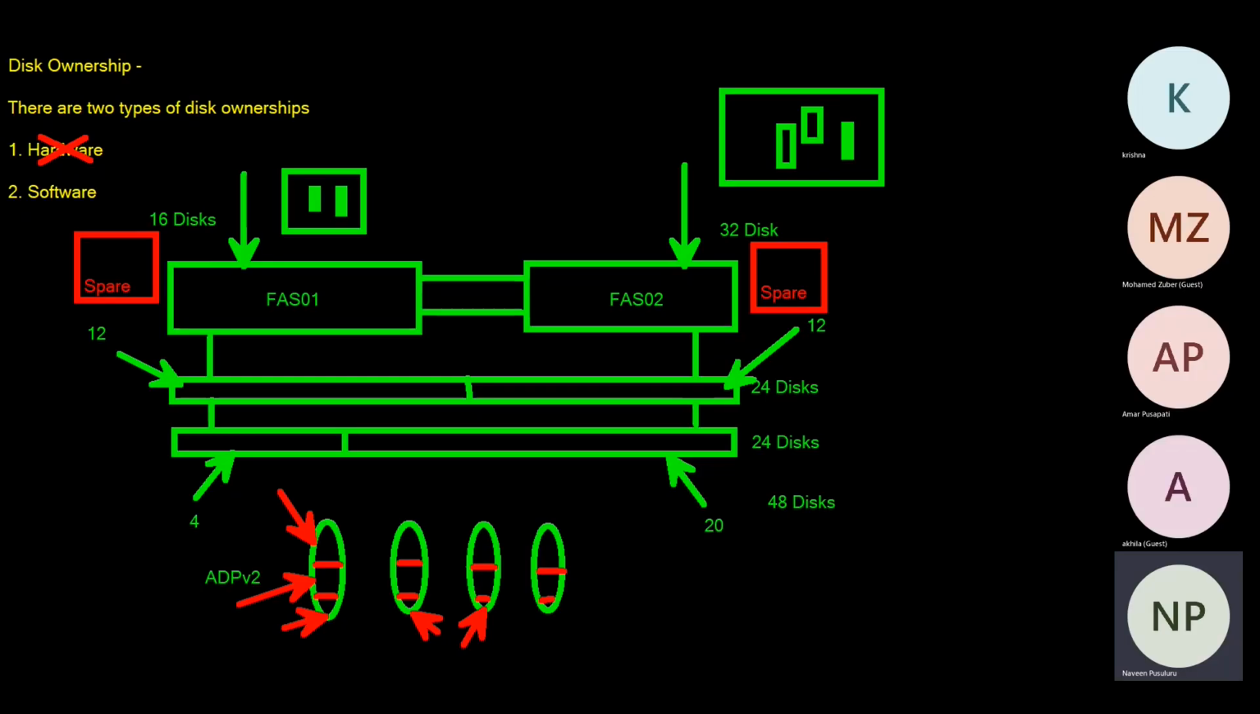Once I assign the ownership, all the disks will be added to the spare pool by default. Spare means, you know that, right? What is the meaning of a spare? Spare means I have things which are unused, I'm not using them, but still they are with me. For example, a spare pen, a spare tire. By default, whenever you assign an ownership, all the disks will be added to the spare pool only.